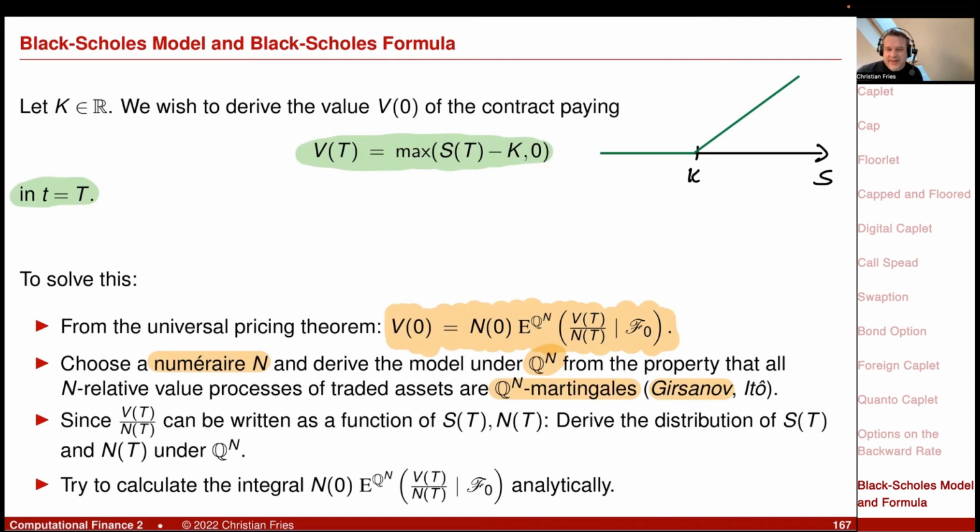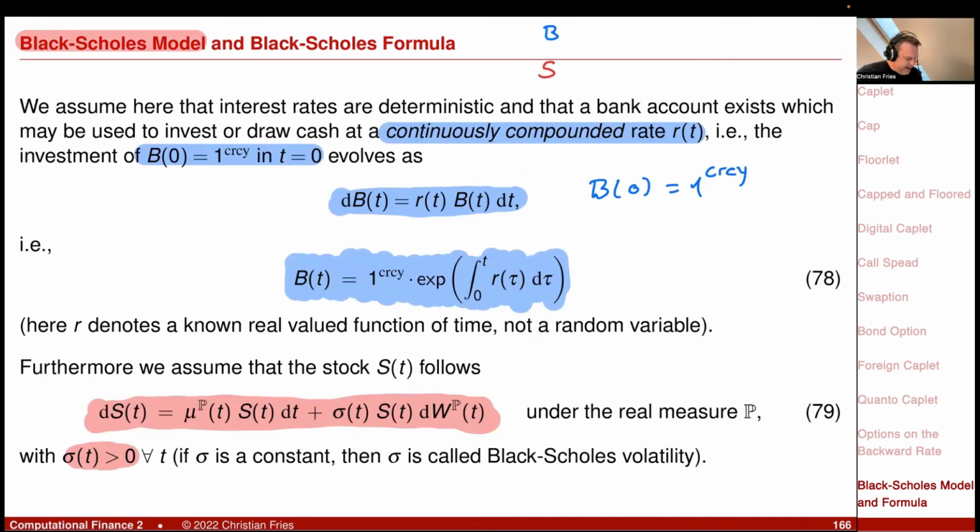So we have that S divided by N is a martingale, so I will calculate S divided by B. If I choose B as numeraire, S divided by B has to be a martingale, so I somehow get a condition for my mu here.